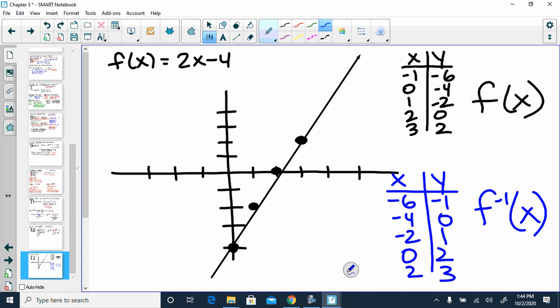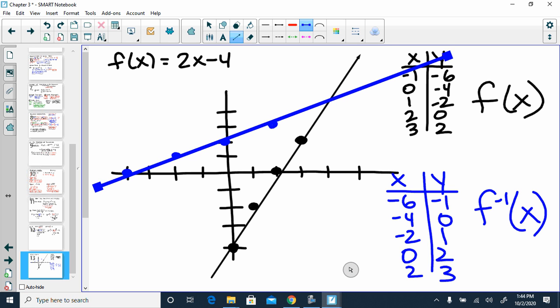-6, -1 is not on my graph. -4, 0, that's going to be over here. -2 and 1 is here. 0, 2 is going to be there. And 2, 3, there. And this line is going that way. Well, not really a regular line. Let's draw a big one here. We can just imagine it like an arrow. Okay, so there's the graph of the inverse.